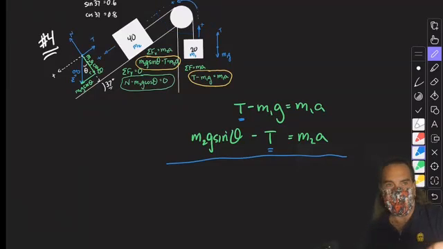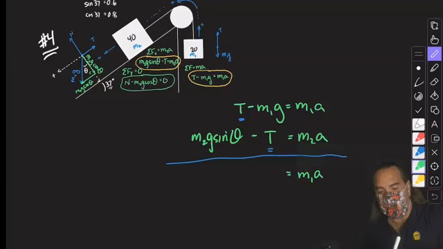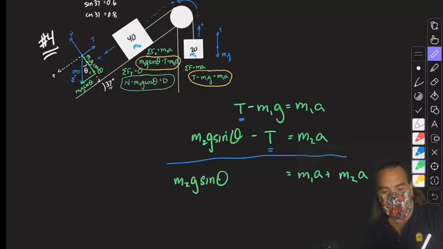And you could do this if you have 5 masses in a row. You just add all of the equations up. All the internal forces will cancel out. And you can do it in a single step as opposed to doing multiple substitutions. So I'm going to do it in a single step here. The T's are going to cancel. And on the right side, I will get M1A plus M2A. On the left side, I'm going to get M2G sine theta minus M1G.